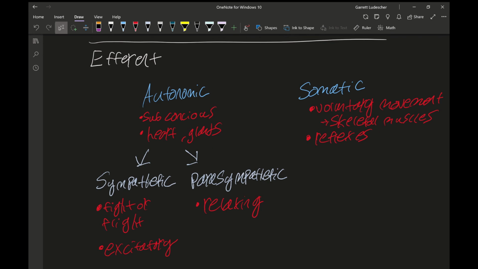Yeah, so that pretty much wraps up the peripheral nervous system. It's pretty self-explanatory, I guess, but there's just a lot of divisions and groups that we need to know.